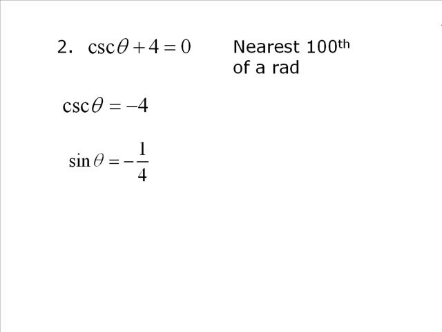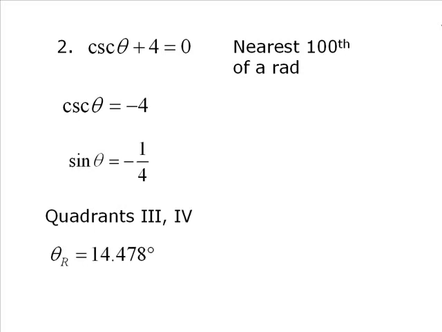So sine theta is equal to negative 1 over 4, and then we do the same thing we did previously. We identify that we are in quadrants 3 and 4. I know it says 2 and 3, but that should be 3 and 4. I'll fix that right afterwards. There we go. So quadrants 3 and 4.